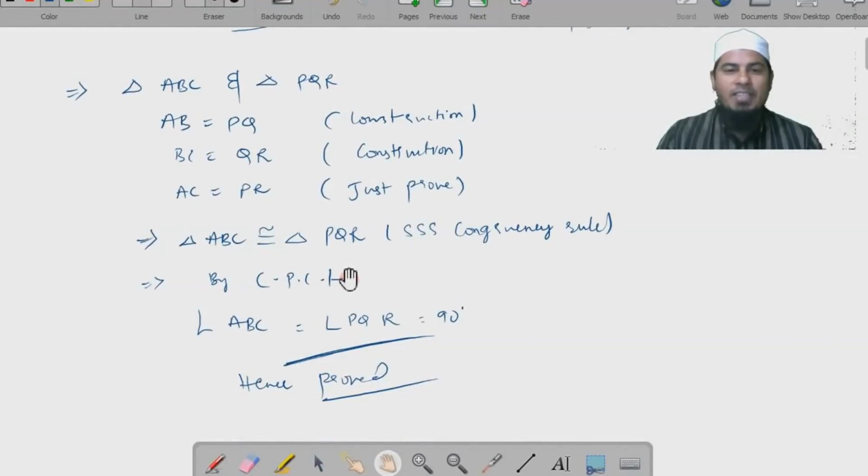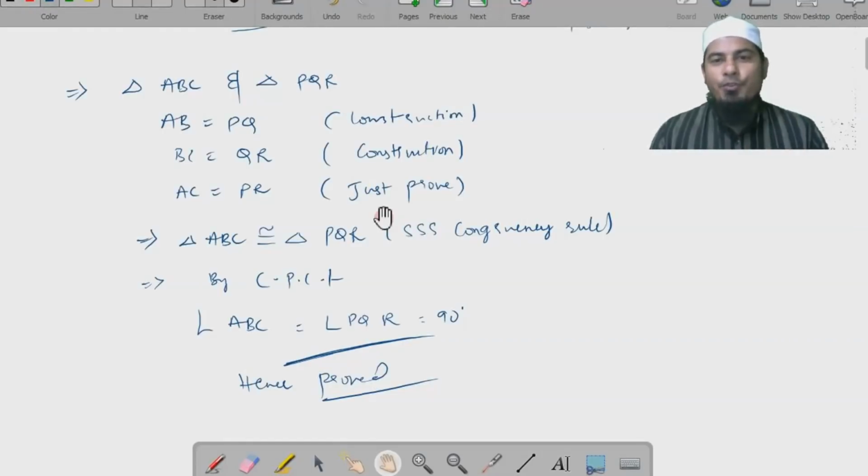By CPCT, we can write angle ABC is equal to angle PQR, 90 degrees. Hence proved. This is the method to prove the converse of Pythagoras theorem. I hope you understood. Let us go and prove the problems on these theorems. Thank you very much.